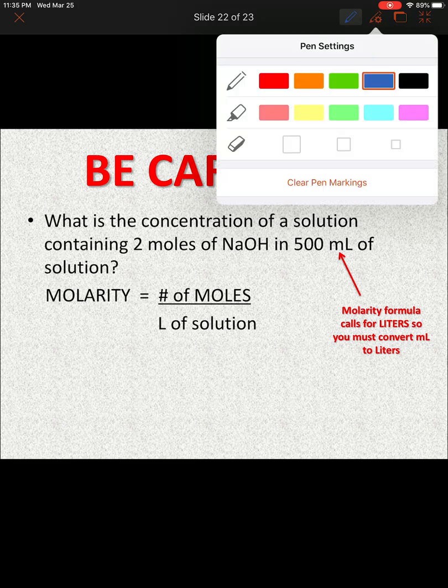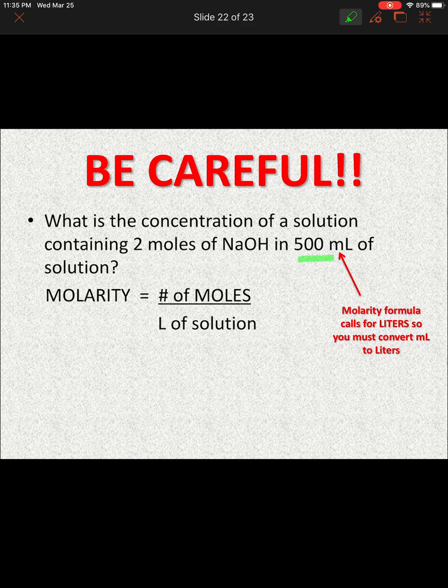But notice the volume was given to you in milliliters, but the formula asks you for liters, right? So you're going to have to convert milliliters to liters, and you do that by dividing by 1,000. Once you convert it, you now have 0.5 liters, and there you go. You can get your answer.